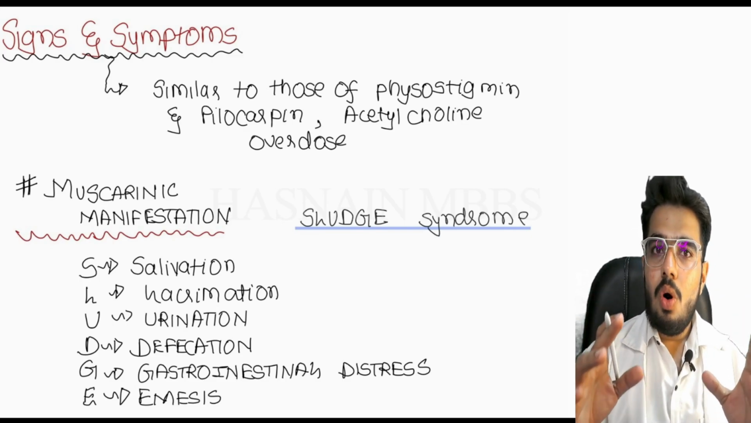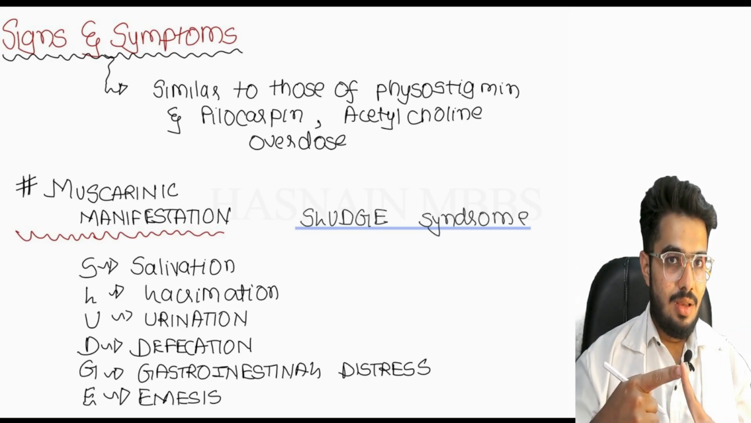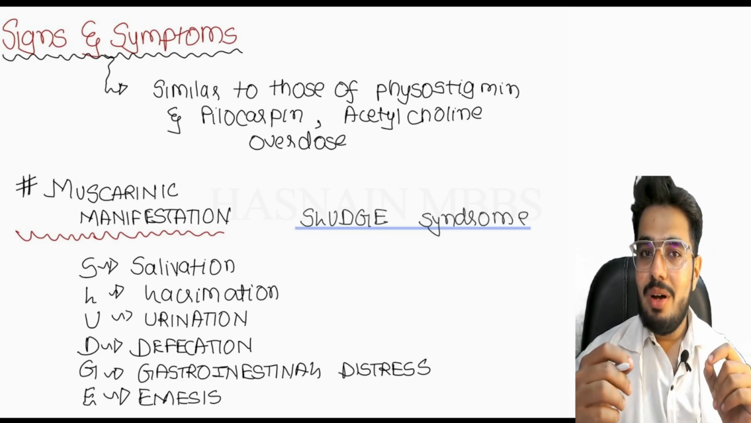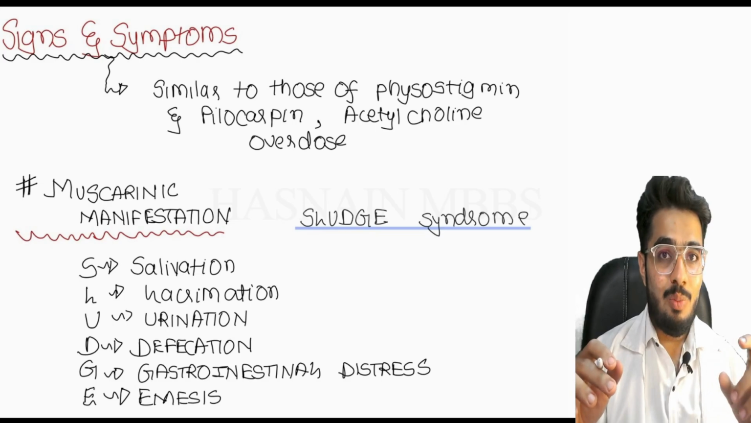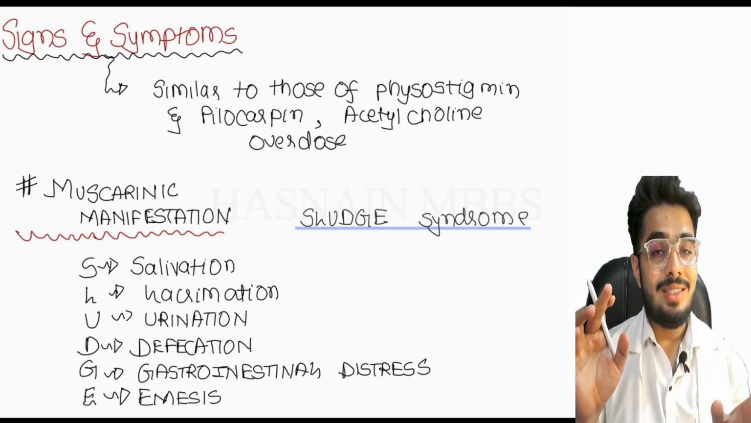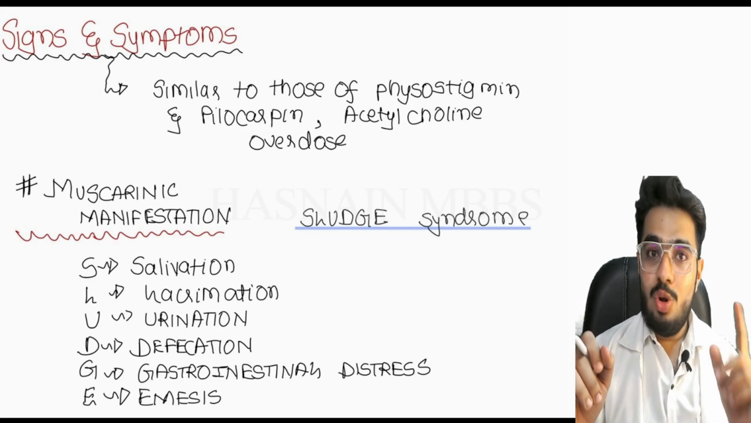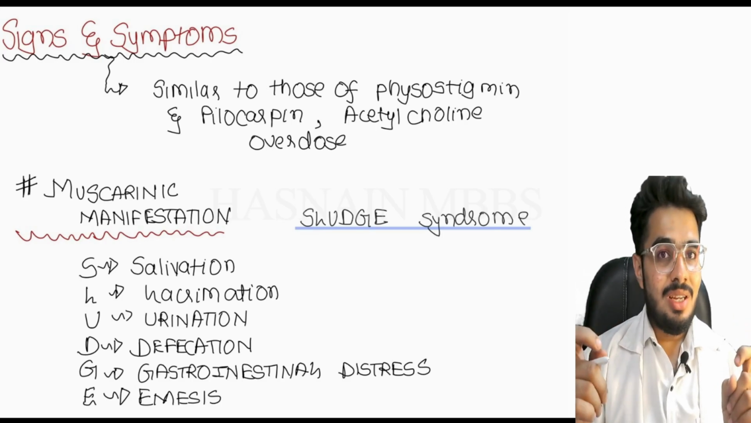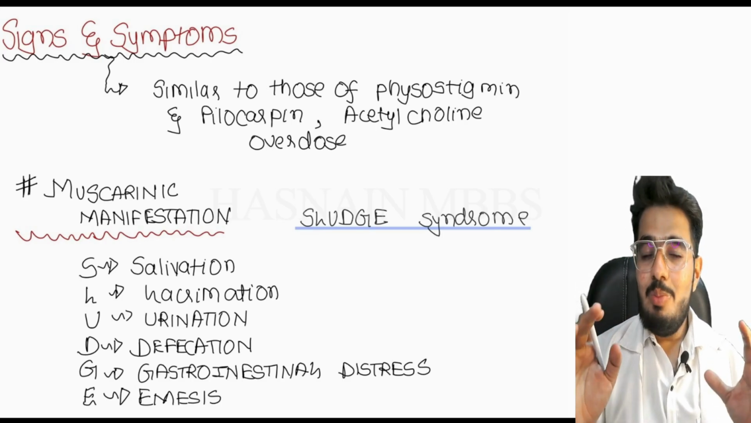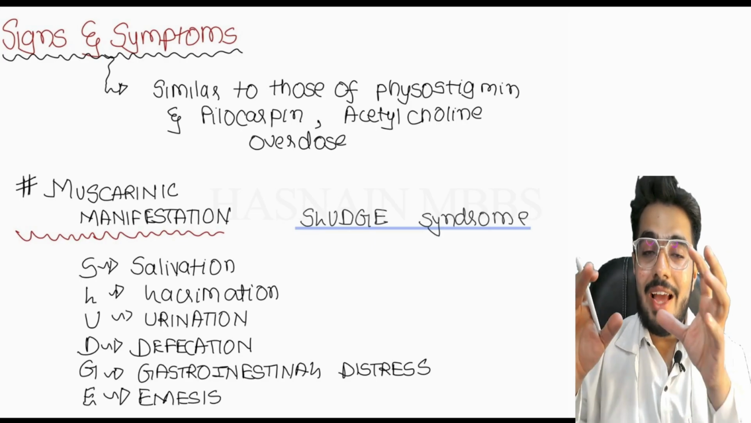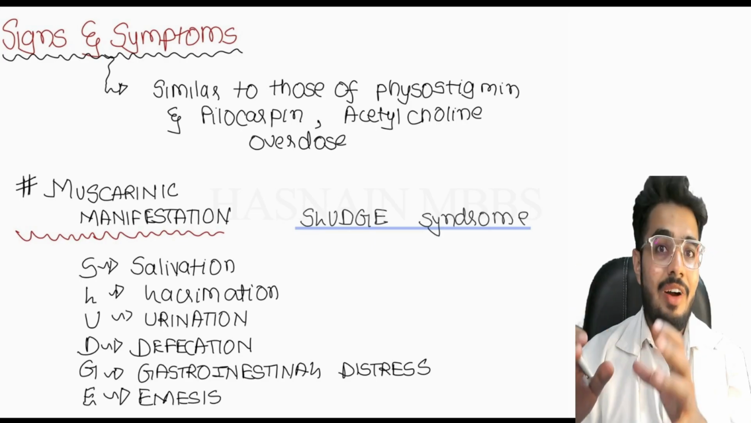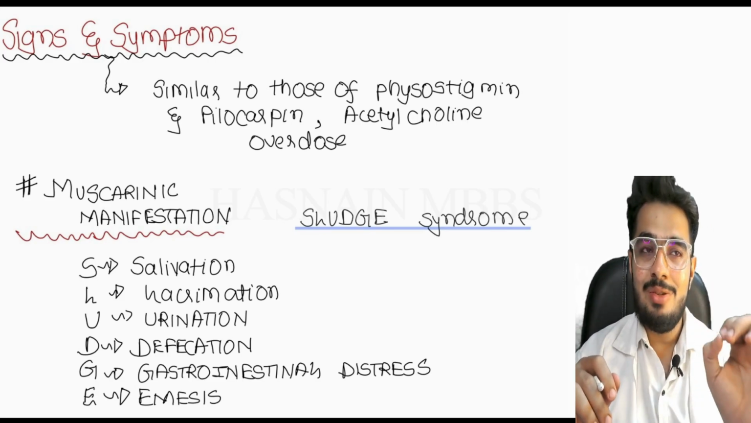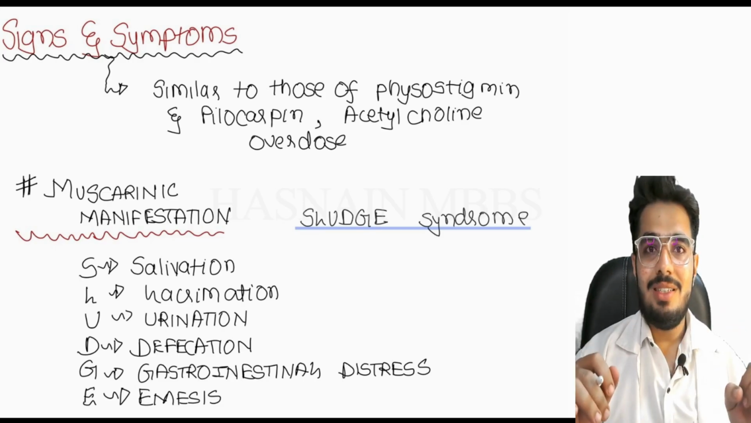As you all know, OP poisoning treatment is atropine and atropine overdose treatment is physostigmine. So by this we also know that physostigmine and atropine are antagonists. They have exactly opposite action. Atropine is the drug of choice in OP poisoning and physostigmine is the drug of choice in atropine poisoning. So we can also relate that the action of physostigmine and OP poisoning are similar. That's why the signs and symptoms are similar to those of physostigmine and pilocarpine. I hope you understand this really well.